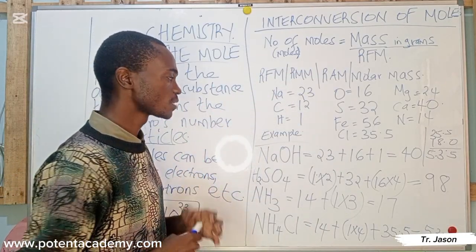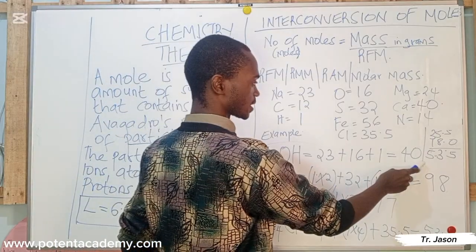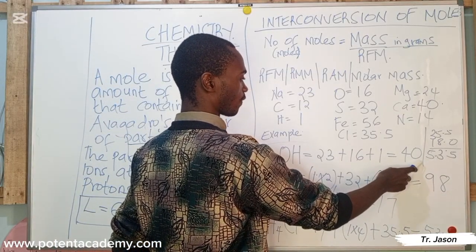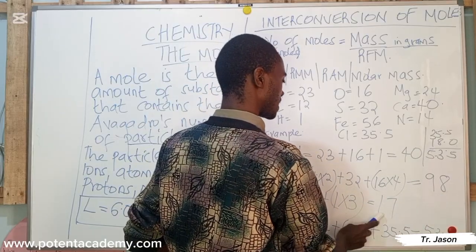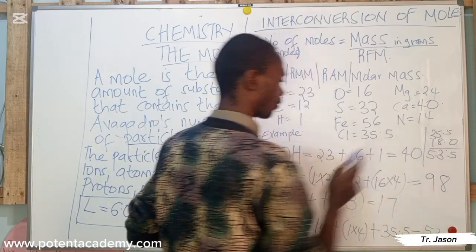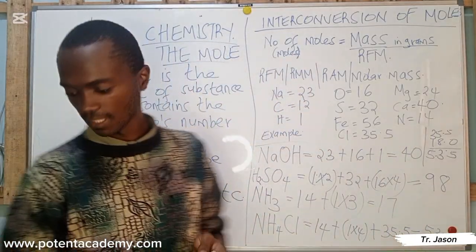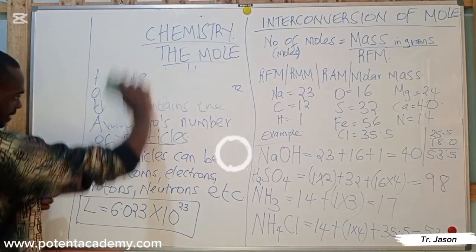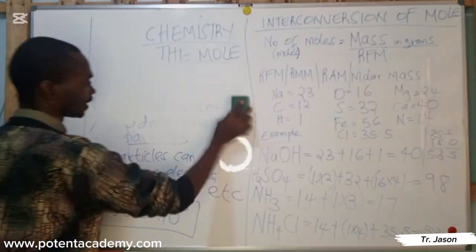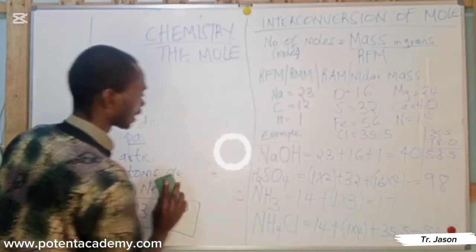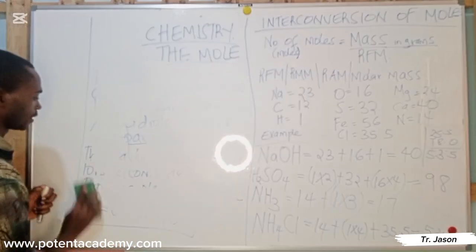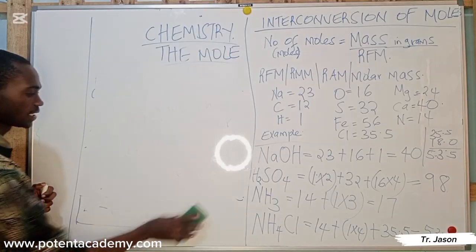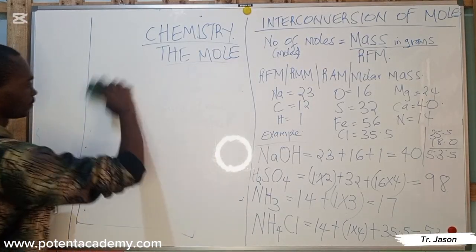And as you have observed, there are no units when we are calculating the RFM. We talk of 40, 98, 17, 53.5. Very fast, help me calculate the RFM of carbon dioxide and water.